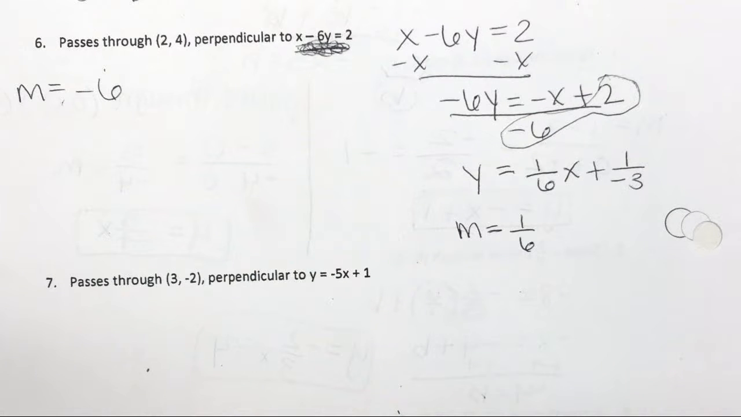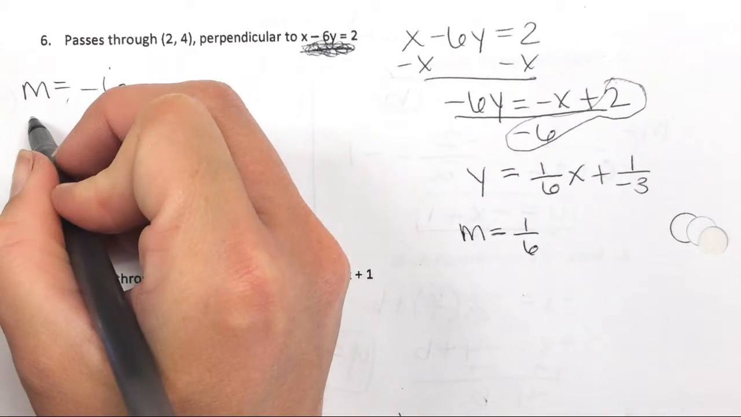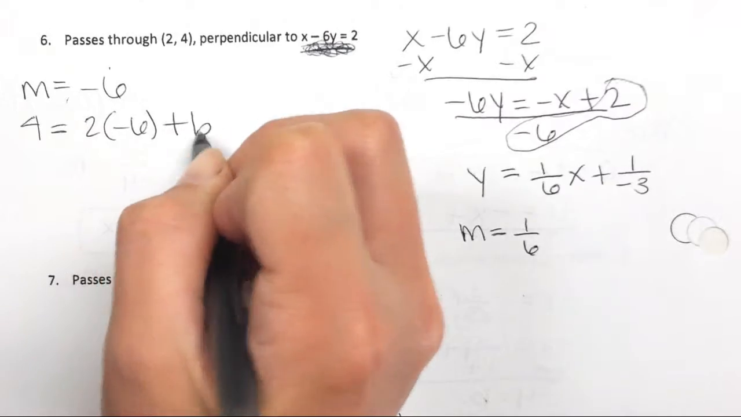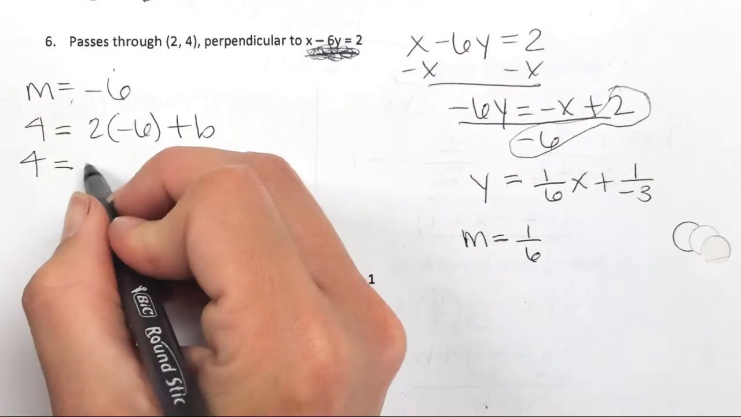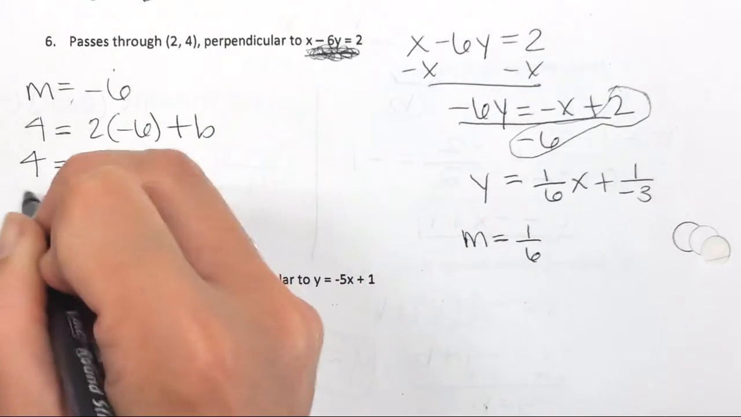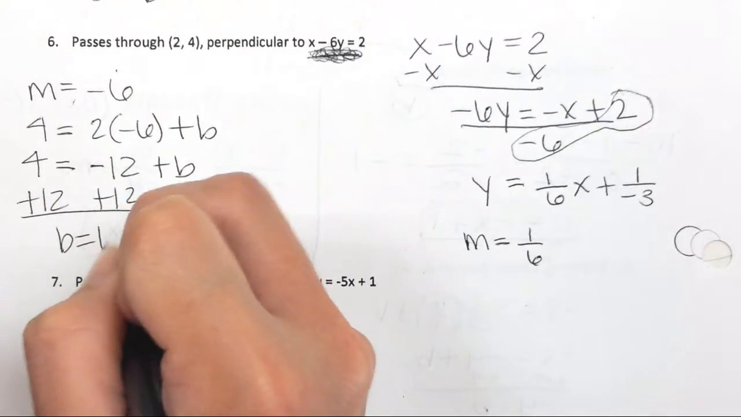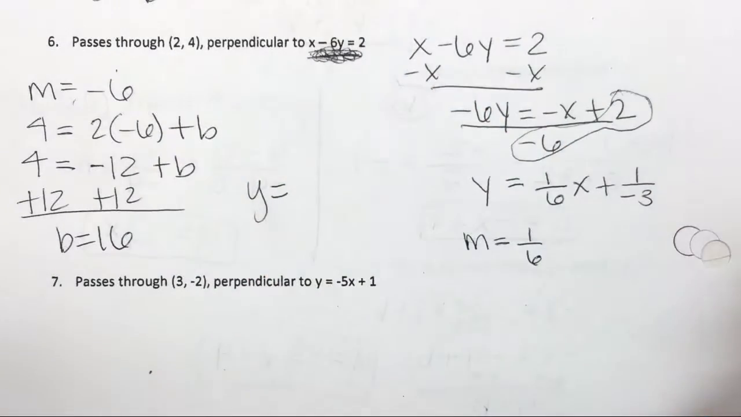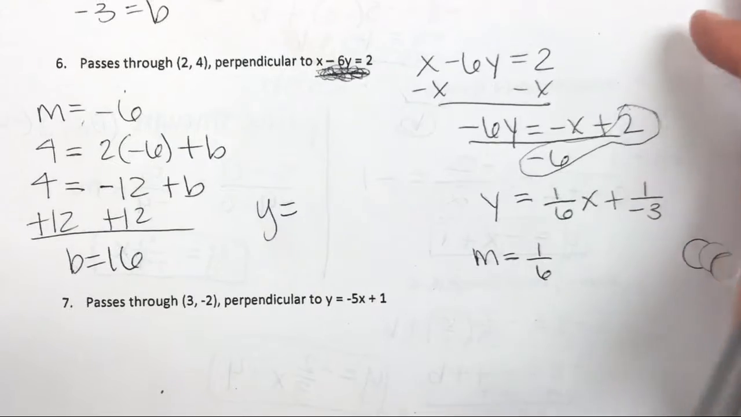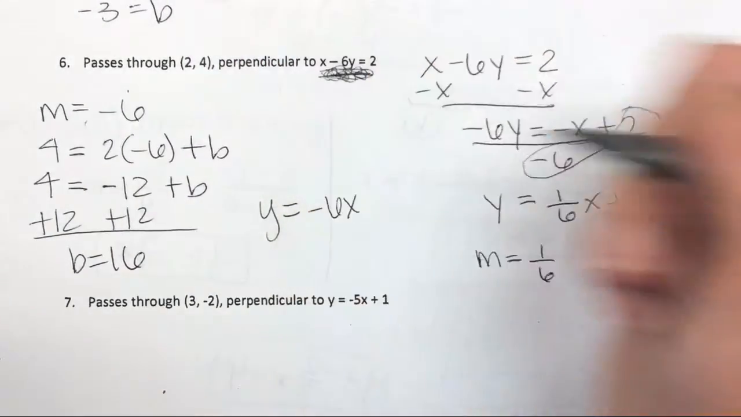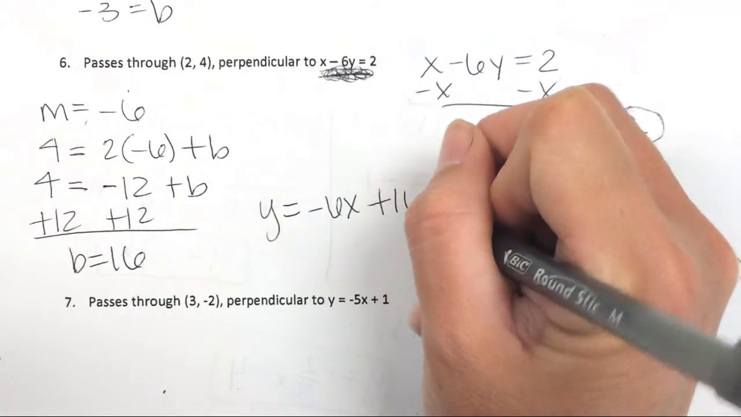Alright, now we can do what to find the y-intercept? Plug it in. So tell me how to set that up then. 4 equals 2 times negative 6 plus b. So 4 equals negative 12 plus b. Add 12 to both sides, so b equals 16. Very good. So my final equation will be y equals, what's my slope? Good. Negative 6x plus 16. Very good.